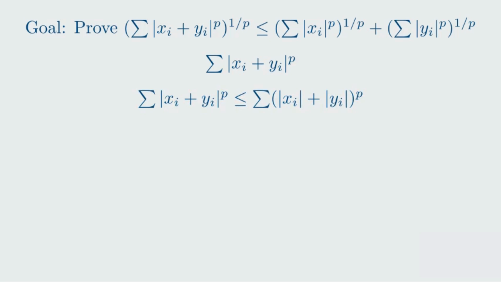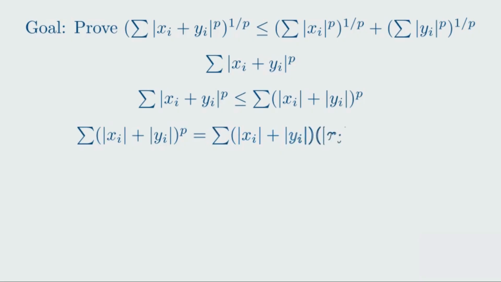We will split one of the terms of the expression, |x_i| + |y_i| to the power p. Let's rewrite each term in the sum. We can take one factor of |x_i| + |y_i| and pull it out, leaving us with (|x_i| + |y_i|)^(p-1).